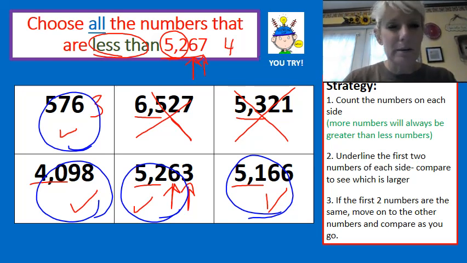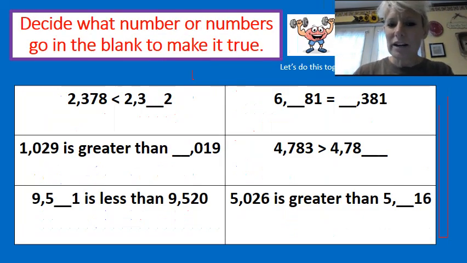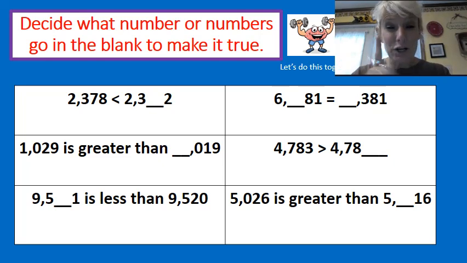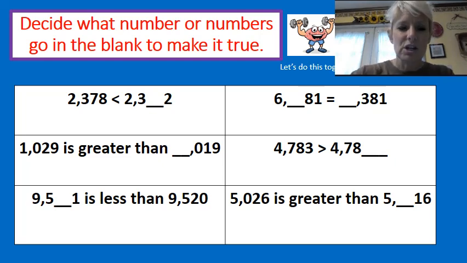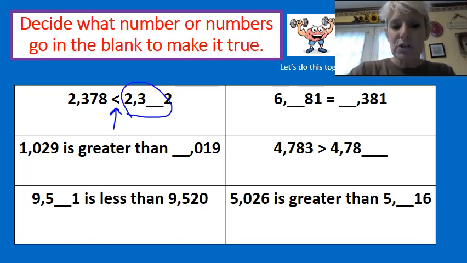Let's try another type. All right, this one is going to require a lot of brain stretching because it's really tricky, but I know you can do it. Let's try a few together. This asks us to decide what numbers go inside the blank to make it true. So we have to pay close attention to our symbols right here. This one says that this has to be my biggest number. So I need to make this number bigger than my first number.